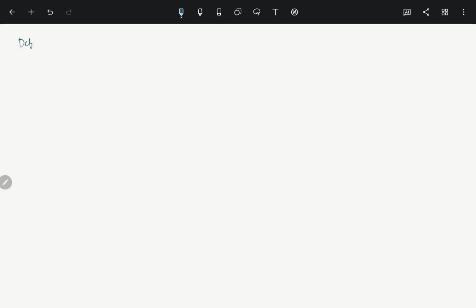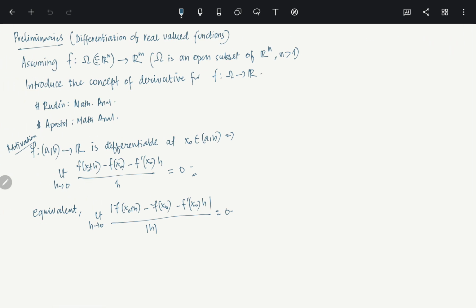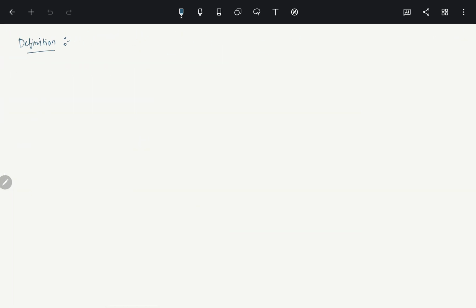So, definition. Please remember that the definition I am putting down is for a function from Rn to Rm. Let f from omega, and whenever I write omega, please remember that it is a subset of Rn, to Rm be any given function. Then f is said to be differentiable at the point x naught, where x naught is any element in omega.